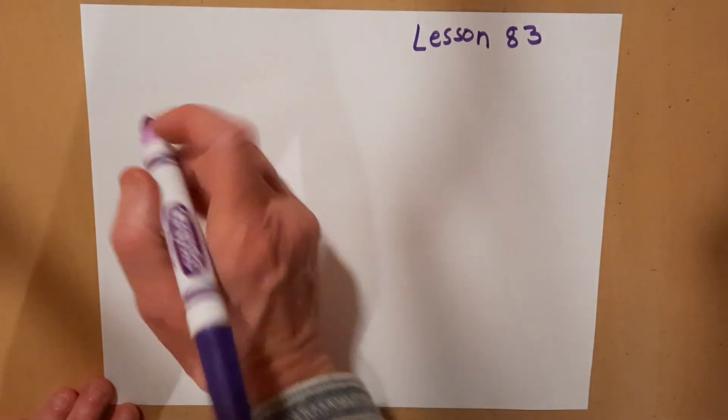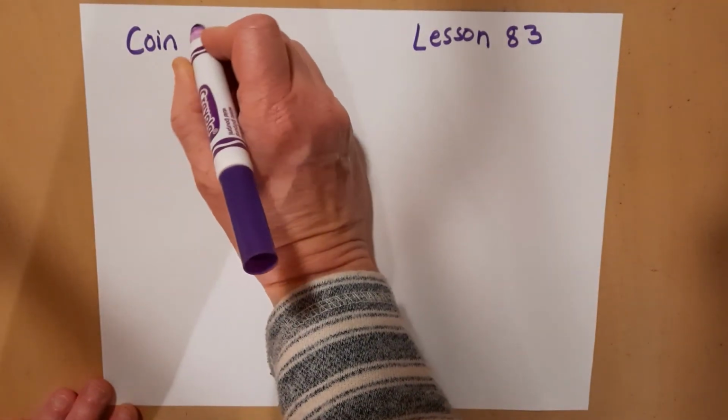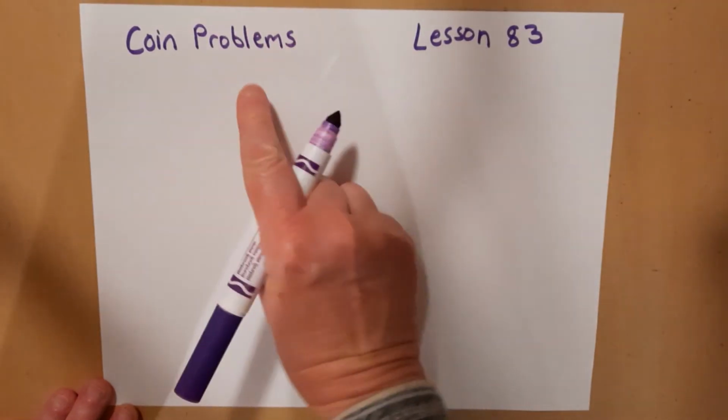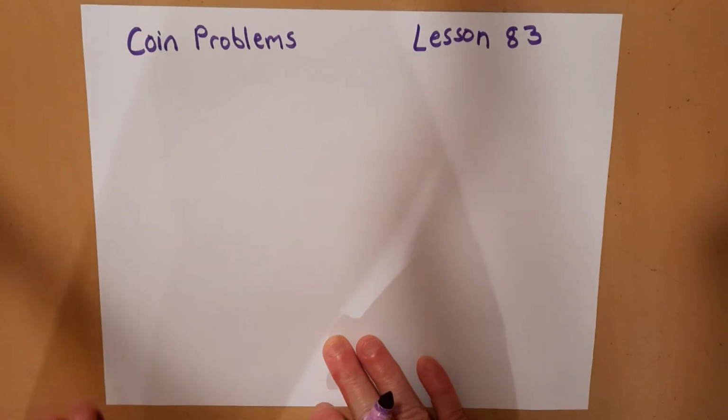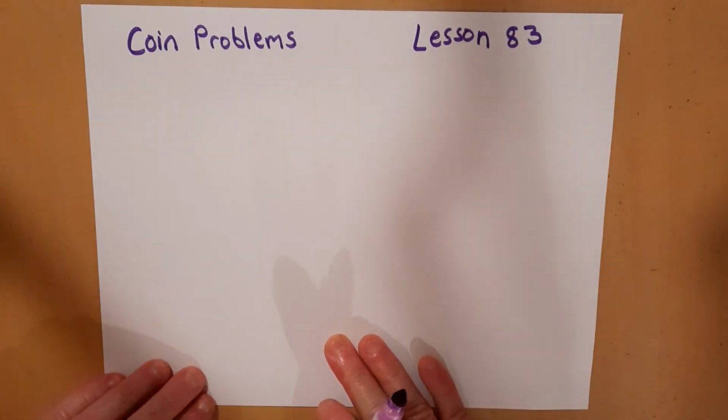Lesson 83 talks about coin problems. These can also be called value problems. Later in our textbook, it might be calling them value problems, but for now we'll go with coin problems. And they're like story problems, and I really enjoy these problems.